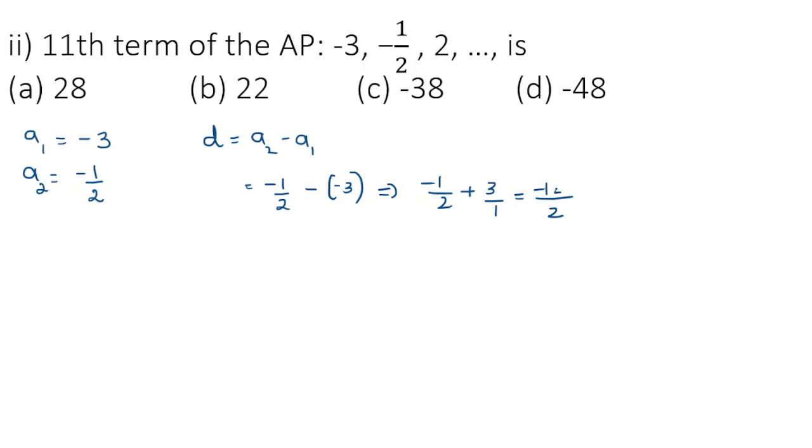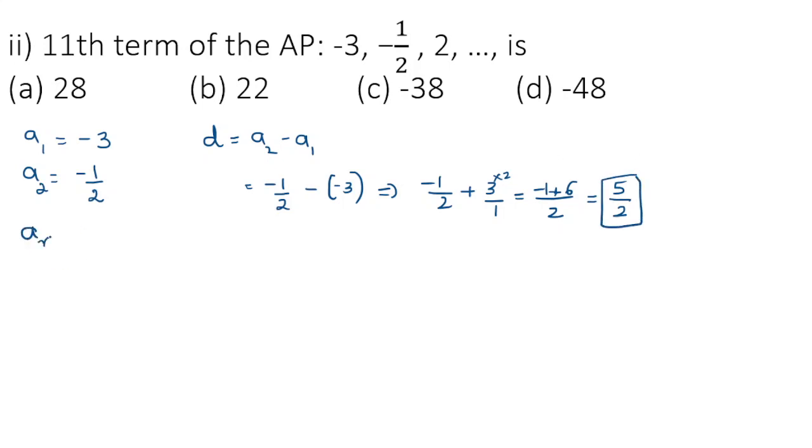And here plus 1, 2 3s are 6, so we multiply into 2. 3 2s are 6. So minus 1 plus 6 by 2. Minus and plus, whenever they are there, we have to subtract and put the sign of the bigger number. So the answer will be 5 by 2. The D value is 5 by 2.